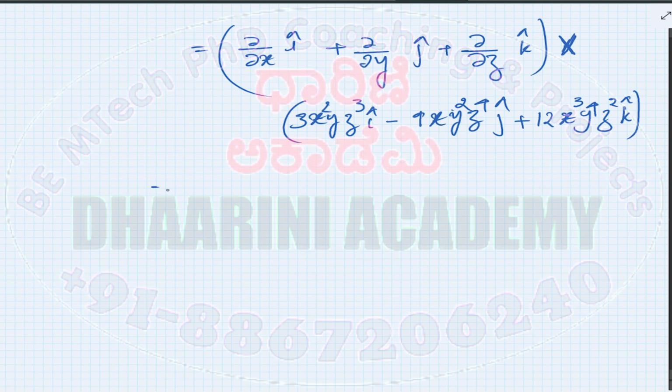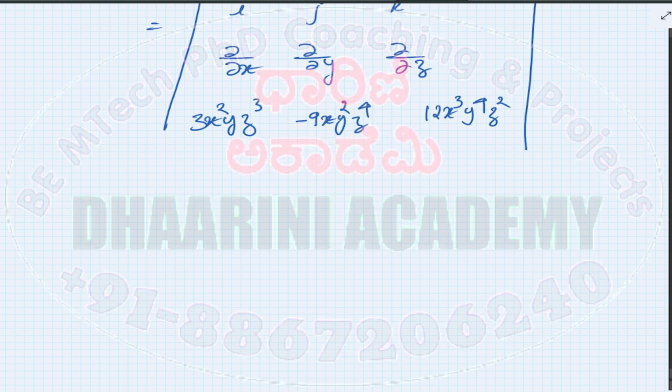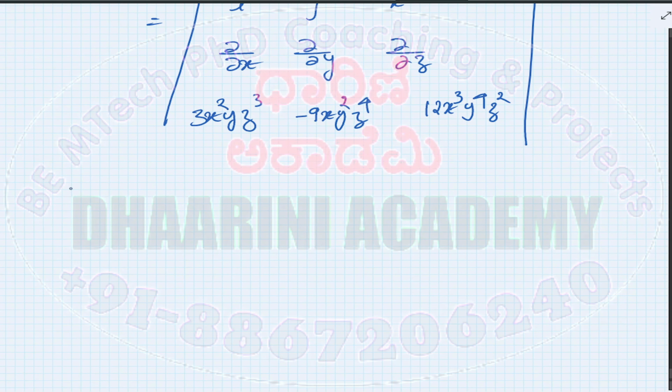This is equal to the determinant with i, j, k, dou by dou x, dou by dou y, dou by dou z, and the terms below you write like this: 3x square y z cube, minus 9x y square z to the 4, and 12x cube y to the 4 z square. Now we are applying the determinant.